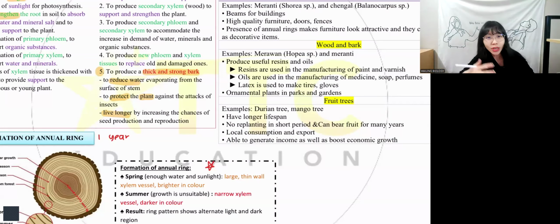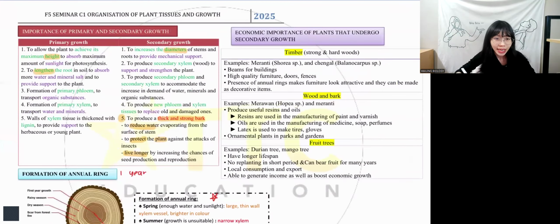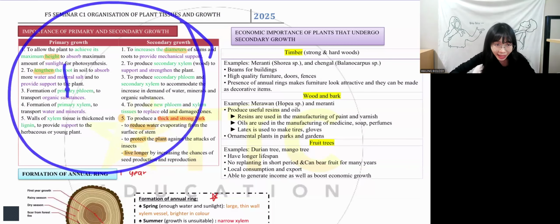For secondary growth, they don't live for 2 years. They live for more than 2 years. Every year, they are able to produce fruit. Every fruit has seeds. Every seed has a chance of reproduction. So if you want to write the importance of secondary growth towards plants, guys, you write number 1 or number 5.